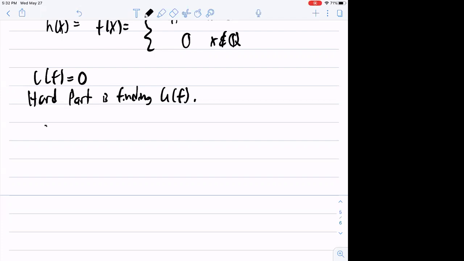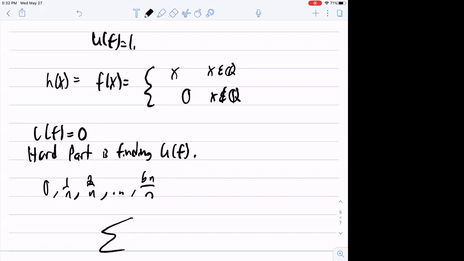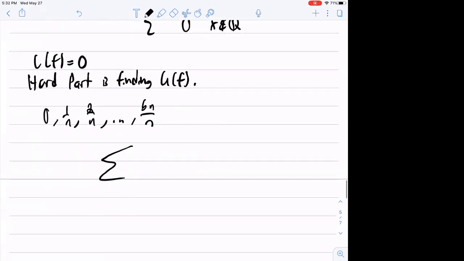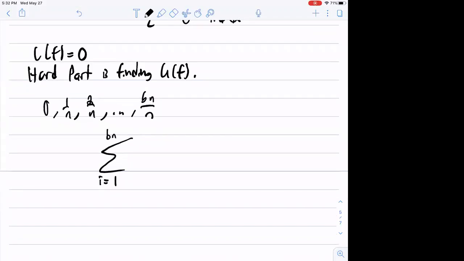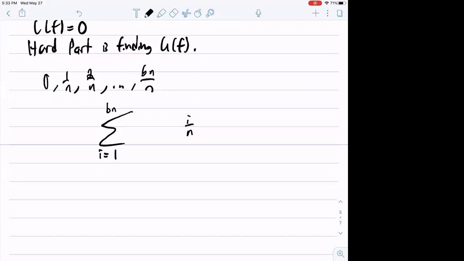If you take the partition given by 0, 1 over n, all the way to bn over n, then obviously you can check that the sup is the endpoint, the bigger point on the interval. So we get that here. It's the sum for i equals 1 to, how many terms are there? bn, right? Of i over n times the length of interval i, so i over n minus i minus 1 over n, right? And then the sup of f on this interval, right?